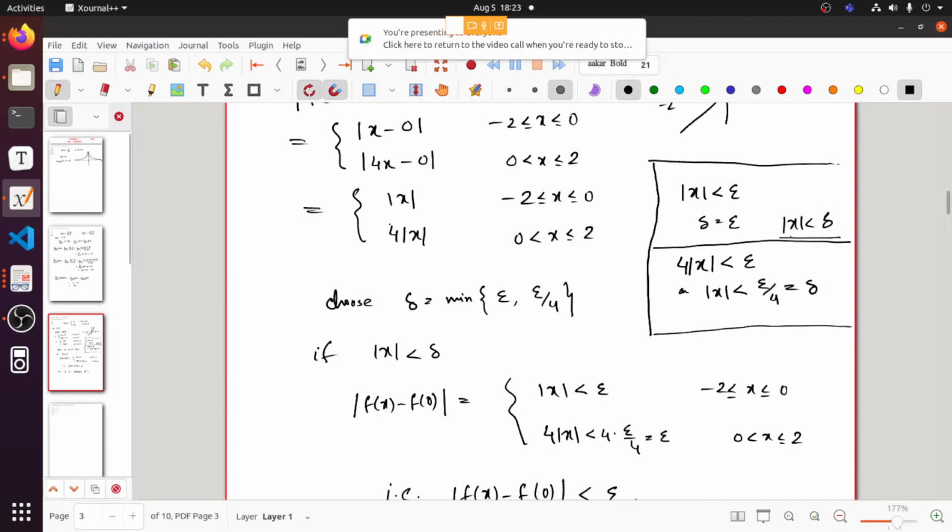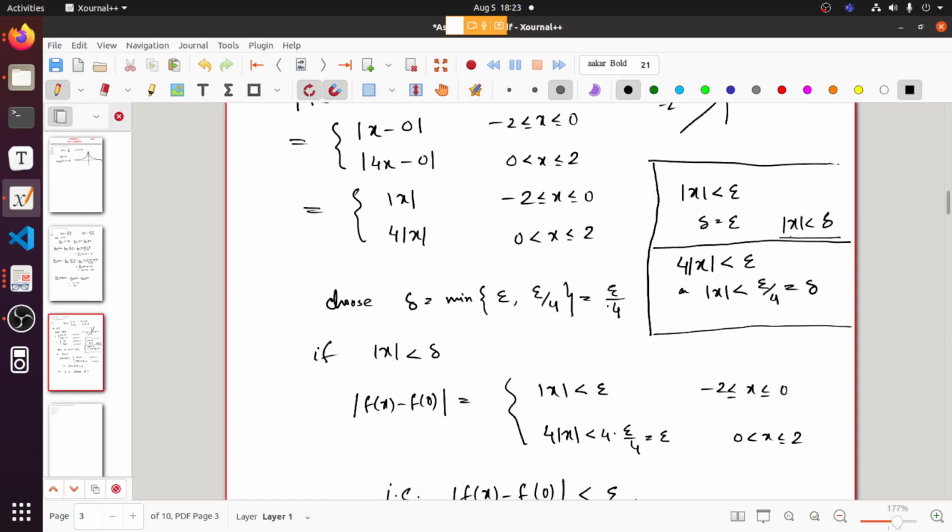But for the next one, here it is 4 mod x. So when you want to make this less than epsilon, you have to choose mod x to be less than epsilon by 4, right? So delta you have to choose epsilon by 4. So for the second one, epsilon by 4 will work to make this less than epsilon. For the first one, epsilon will work, right? So if you choose the minimum of epsilon and epsilon by 4, what is the minimum? This is epsilon by 4, right?